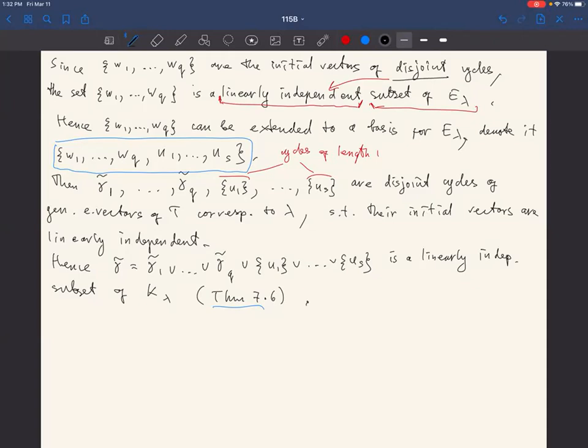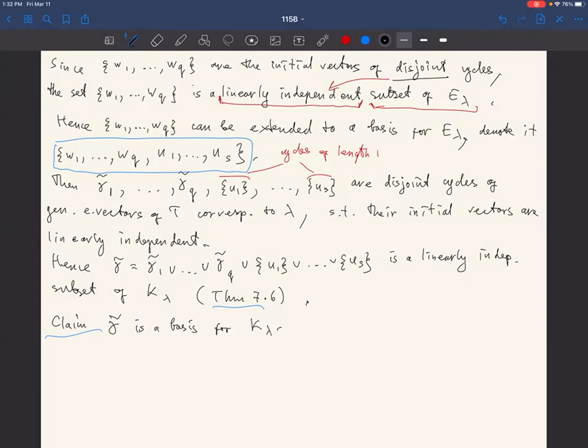Okay. Now we are done choosing vectors. So what remains is to prove that this is a basis. The claim is that this gives a basis for K lambda. Let me say it more precisely: gamma tilde is a basis for K lambda.